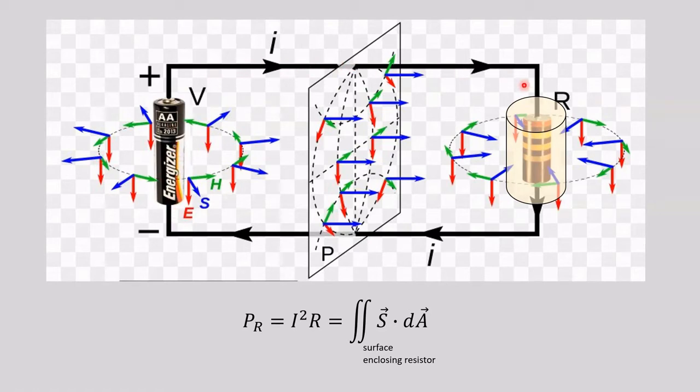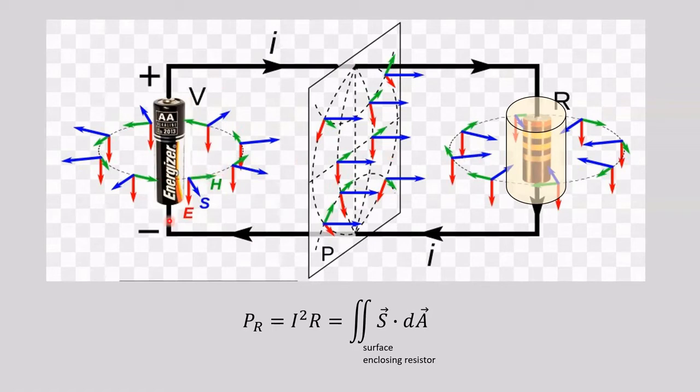The current's going clockwise around this circuit. So over at the battery, it's going from bottom to top. The current is flowing upwards. And that's why the green vectors now point this way. They point counterclockwise around this circle instead of clockwise.